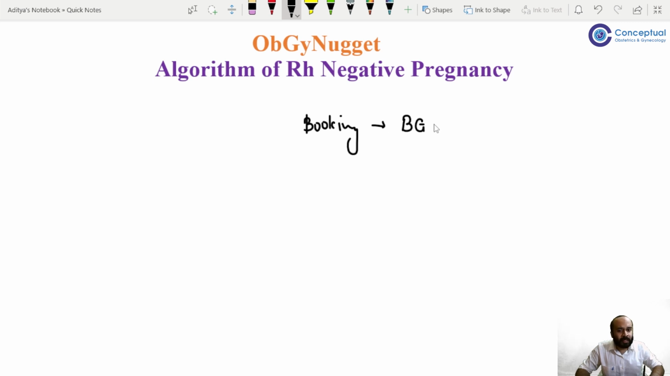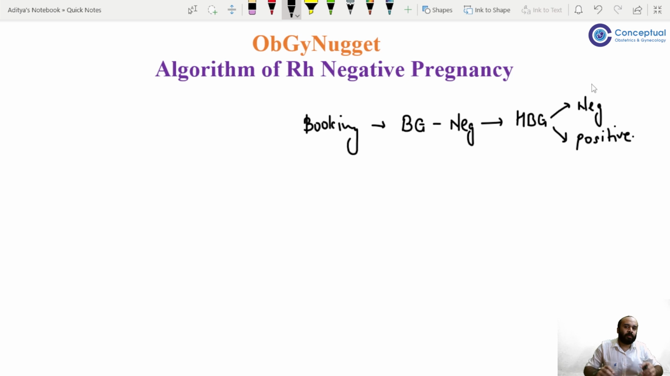But the problem arises if it comes out to be negative. Then I would ask her to please do her husband's blood group as well. Over here, if the husband's blood group comes to be negative, then the wife is negative, the husband is negative, and there are no antigens from either of them, so there is no problem at all. So it again becomes a low risk pregnancy. But the problem starts, as is the case in most patients with wives having Rh negative blood group, if the husband turns out to be a positive blood group person.